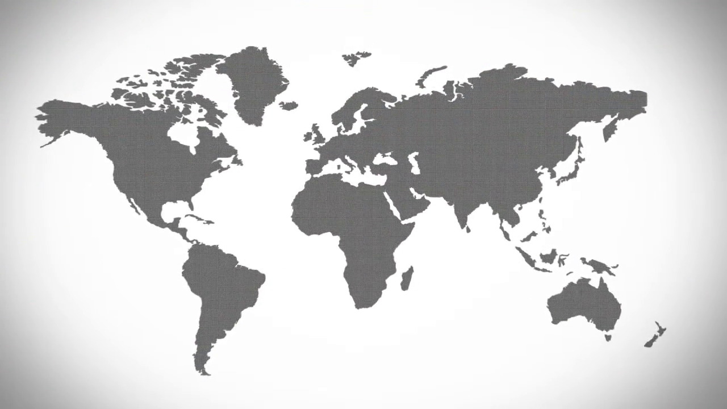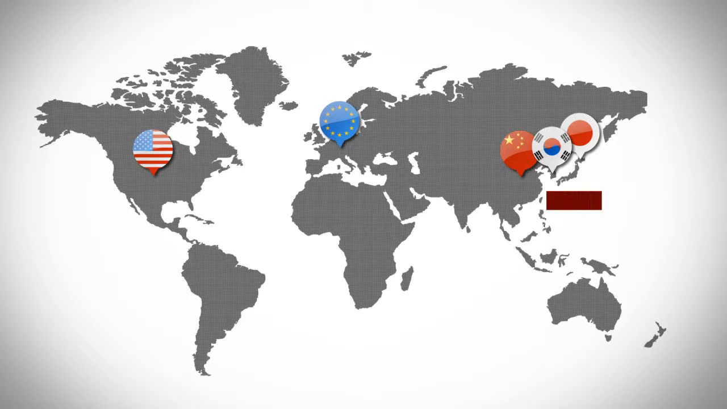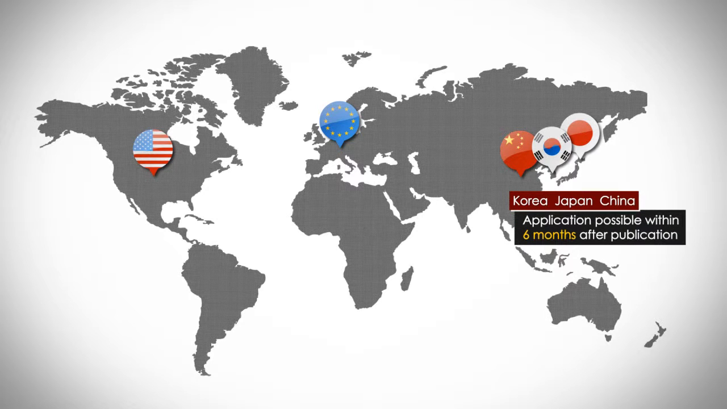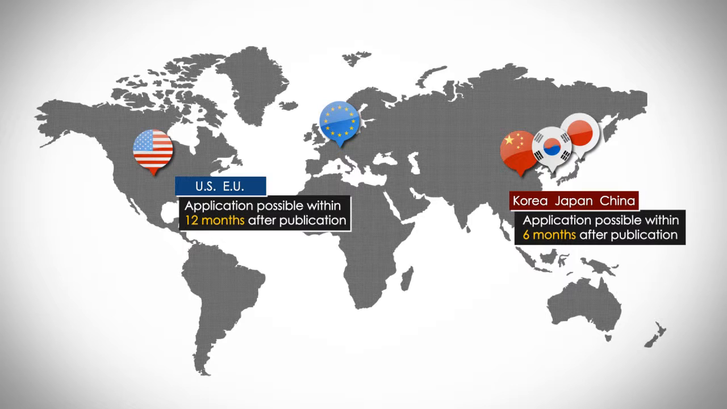The period of time in which the application must be filed after the publication of the design is different in every country. In Korea, Japan, and China, it is within 6 months after publication. In the US and EU, you must apply within 1 year of publication. If the grace period has expired, then there is no other method to secure design rights.